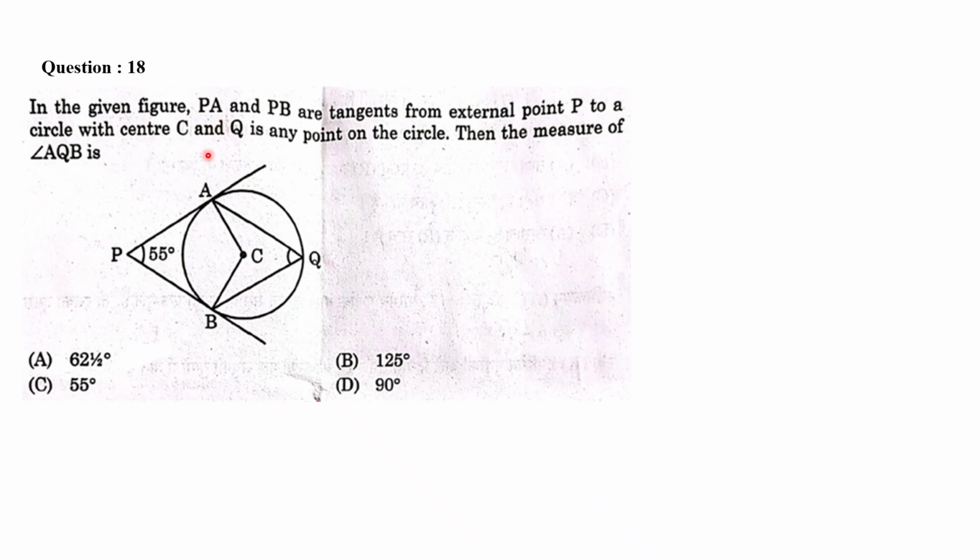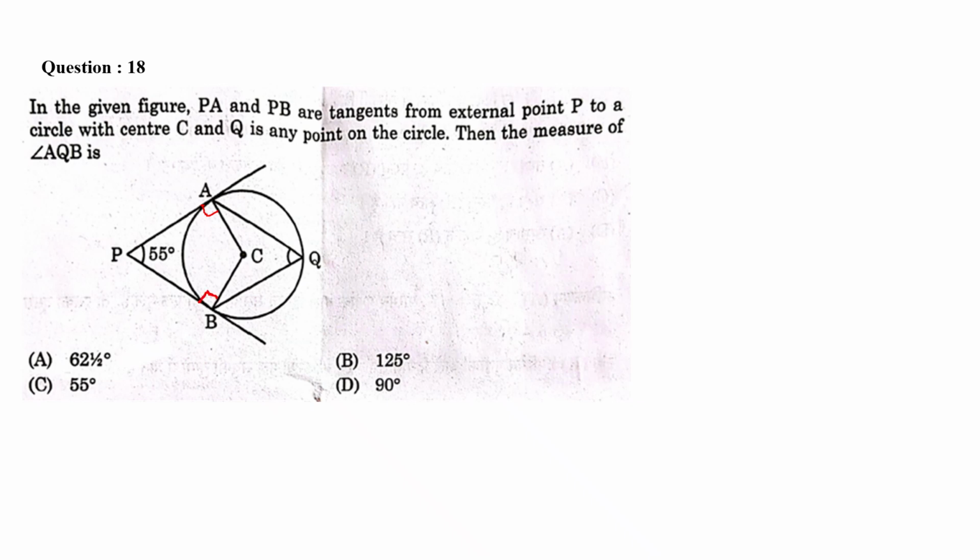In the given figure, PA and PB are tangents from external point P to a circle with center C, and Q is any point on the circle. Then the measure of angle AQB is? Now CA and CB are the radii of the circle, so they will be perpendicular to the tangent. So CA is perpendicular to PA and CB is perpendicular to PB.